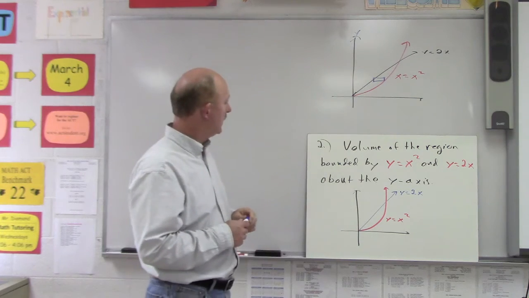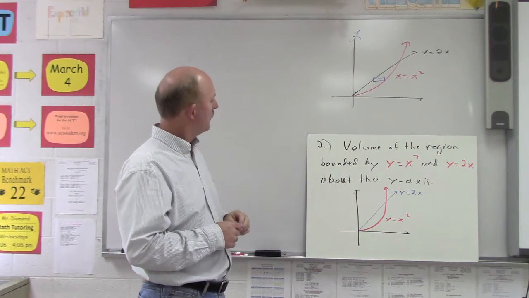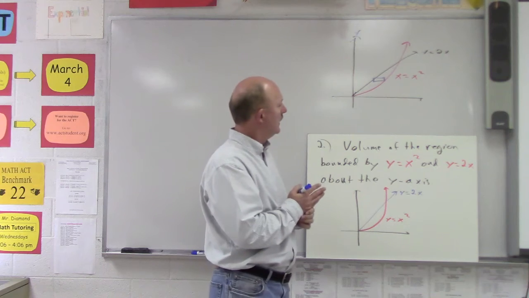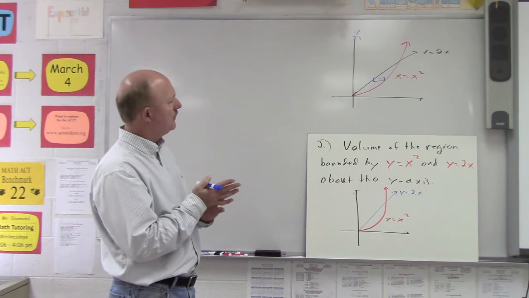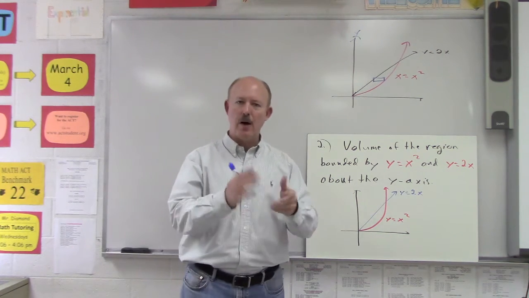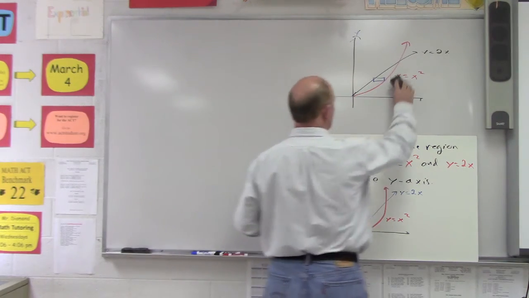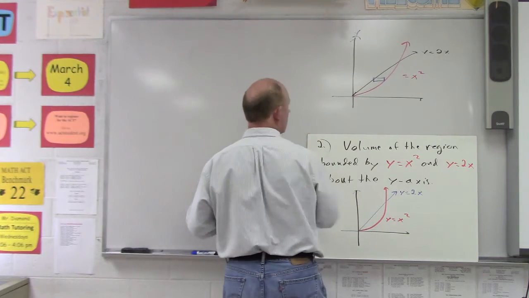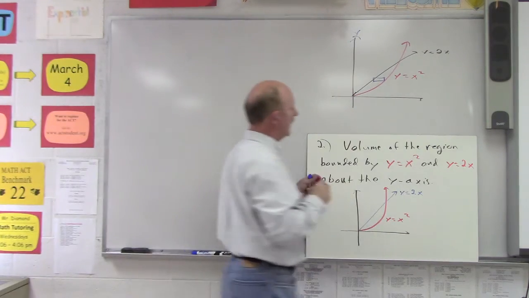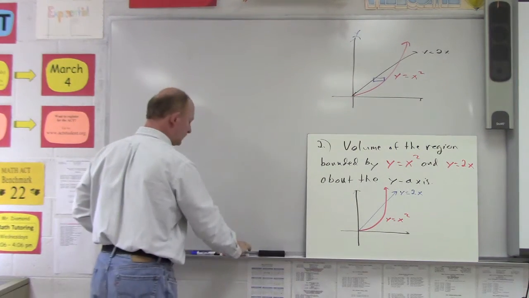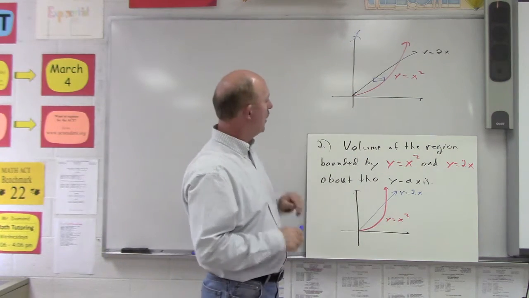So as we set this up, let's see if we can describe. Well, first let's get our intersection. Also, we have to solve these for y. So we're revolving about the y-axis. So our equation here, this is y equals x squared. Now, let's see if we can solve both of these for y.